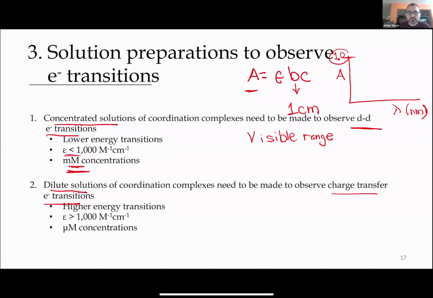And so you will see these in the UV range. And the suggestion is to make solutions that are micromolar concentrations. Now, if you want to try to see both of them in the same solution, the suggestion is to do something that's intermediate, that's going to be high micromolar, sub-millimolar, and you might be able to see both types of transition if that's what you're looking for.